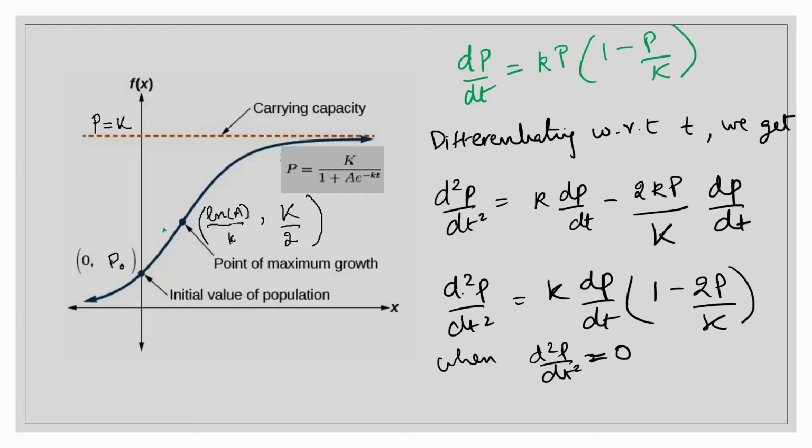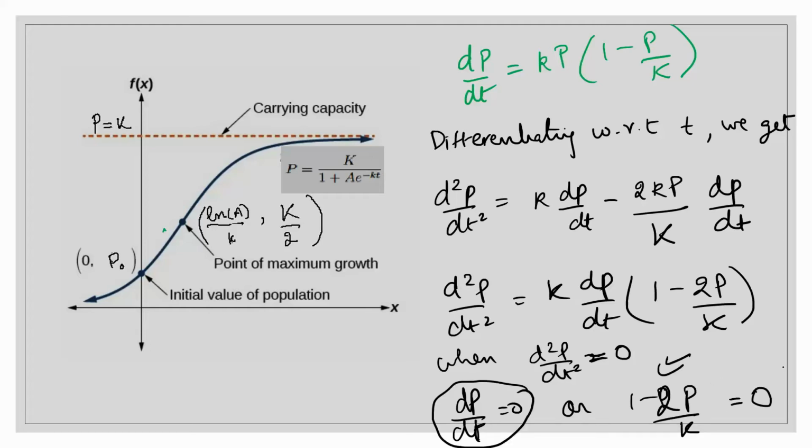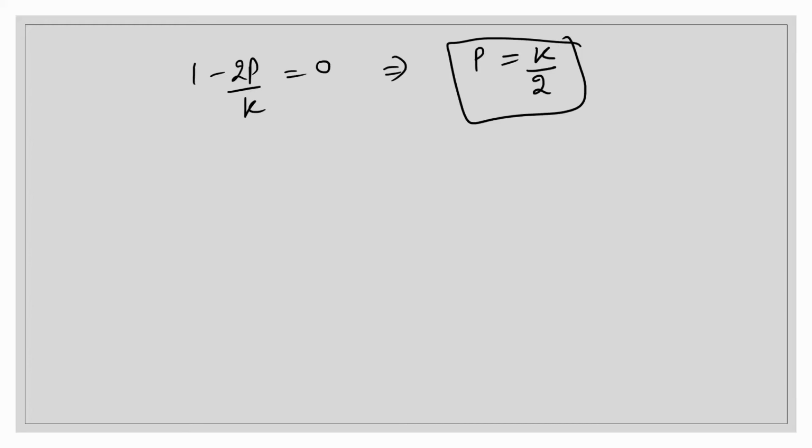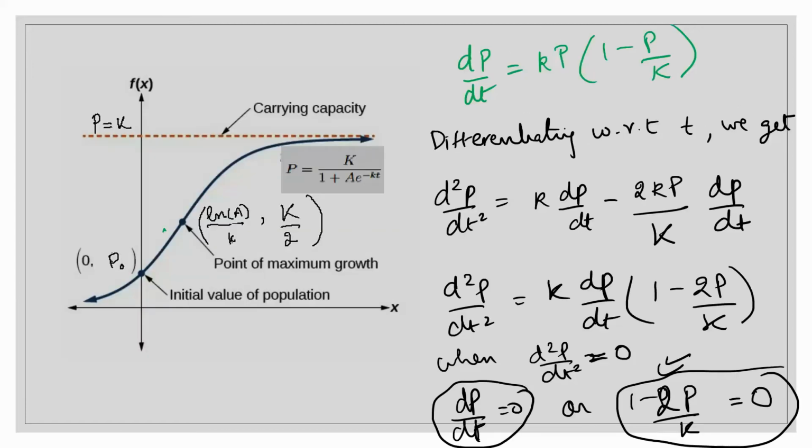When you see this is 0, it is 0 when either dp by dt is equal to 0 or 1 minus 2p by K is equal to 0. So 1 minus 2p by K equals 0 implies p is equal to K by 2. Now, why I am talking about this is that this point is an inflection point. If you remember the theory in calculus, inflection point means the concavity changes.